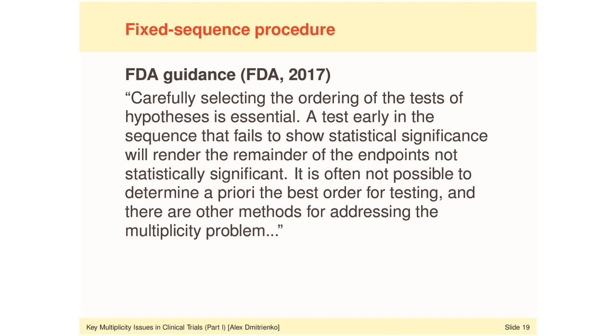Along the same line, the FDA guidance presents the following warning when it comes to the fixed sequence procedure. Carefully selecting the ordering of the tests of hypothesis is essential. A test early in the sequence that fails to show statistical significance will render the remainder of the endpoints not statistically significant. It is often not possible to determine a priori the best order for testing, and there are other methods for addressing the multiplicity problem.